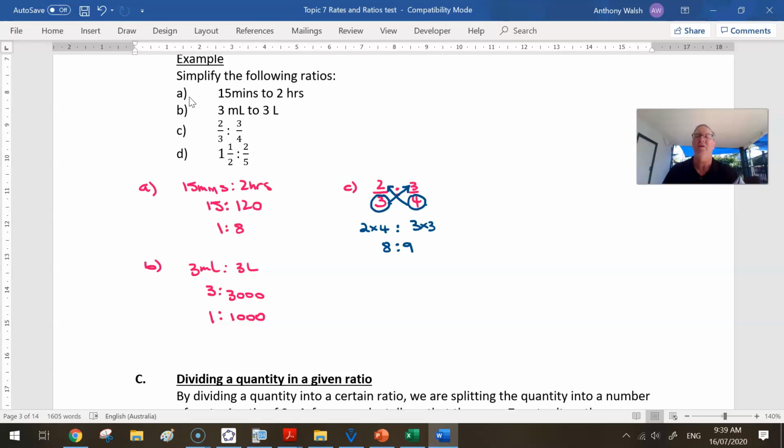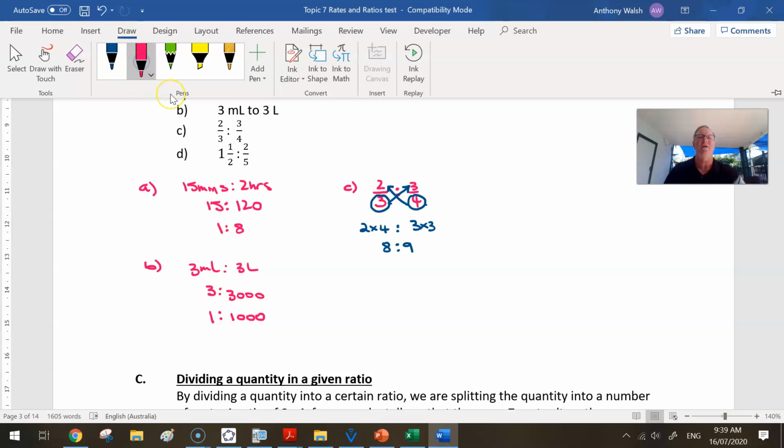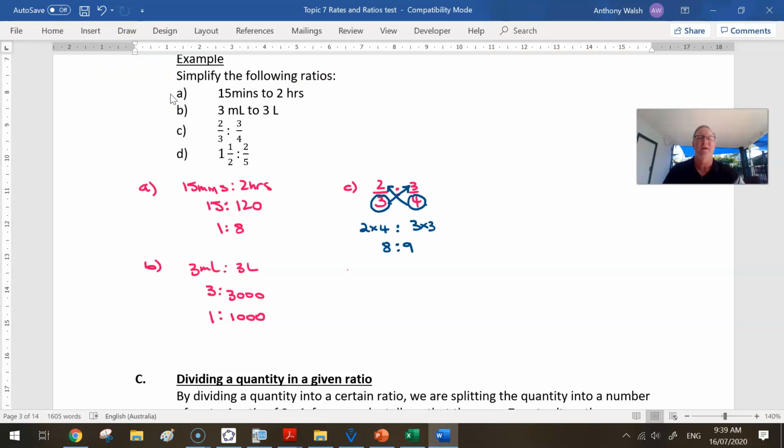So in this case, 3, which is on the bottom of the left hand side, take it up the top and multiply on the top of the right hand side. And the 4, which is the bottom of the right hand side, take it to the top and multiply by the top on the left hand side. When we do that, we produce a ratio in its simplest form.